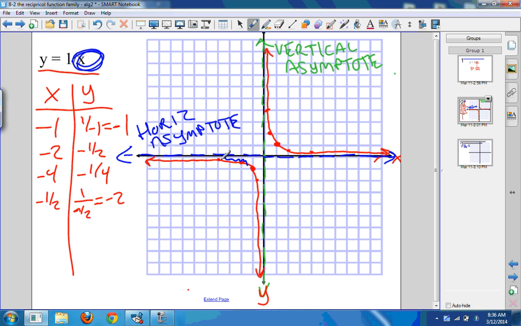It's getting closer and closer in there, but it's never actually going to touch. Same thing with the vertical asymptote. It's getting closer and closer, but it's never actually going to touch that.